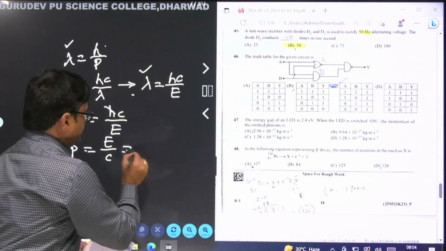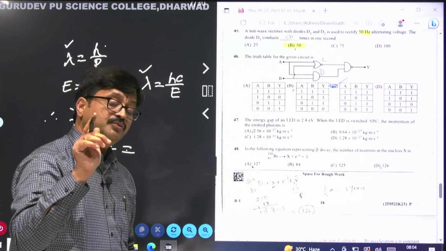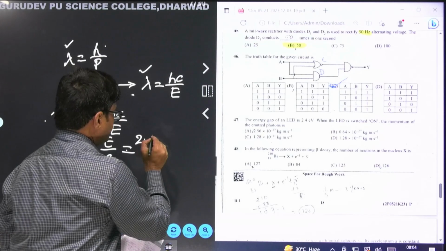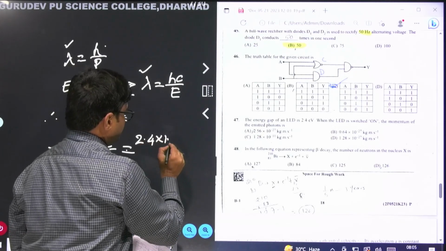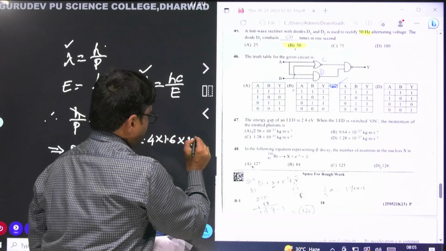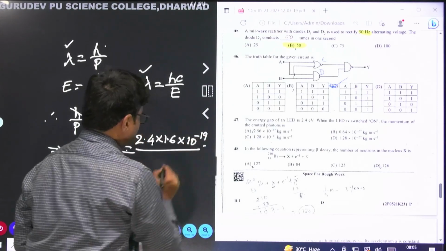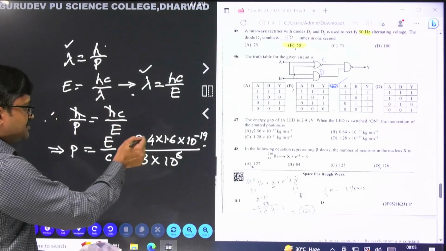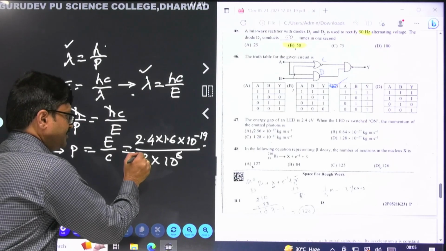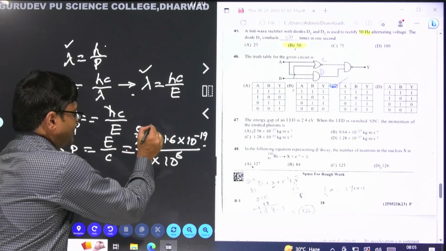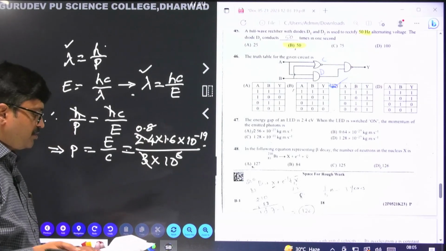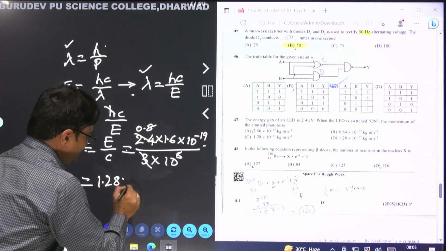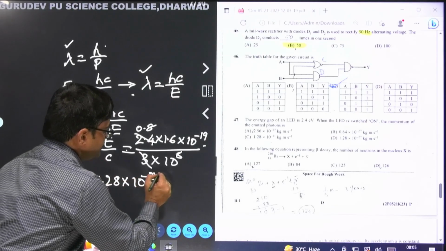So energy is 2.4 electron volt, and 1 electron volt is 1 into 1.6 into 10 raised to minus 19. So let me just use that: 2.4 into 1.6 into 10 raised to minus 19 divided by 3 into 10 to the power 8. If you simplify this, 3 ones are 3, 8s are... so 0.8 into 1.6, bingo, our answer is 1.28, is it not? So 1.28 into 10 to the power minus 27.